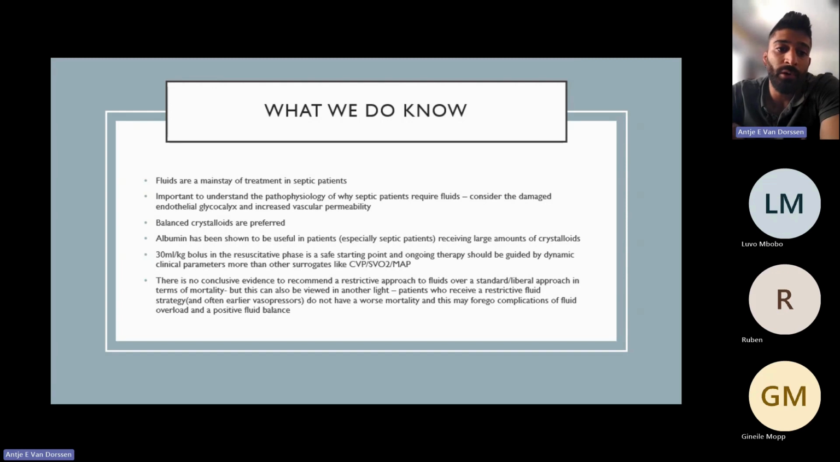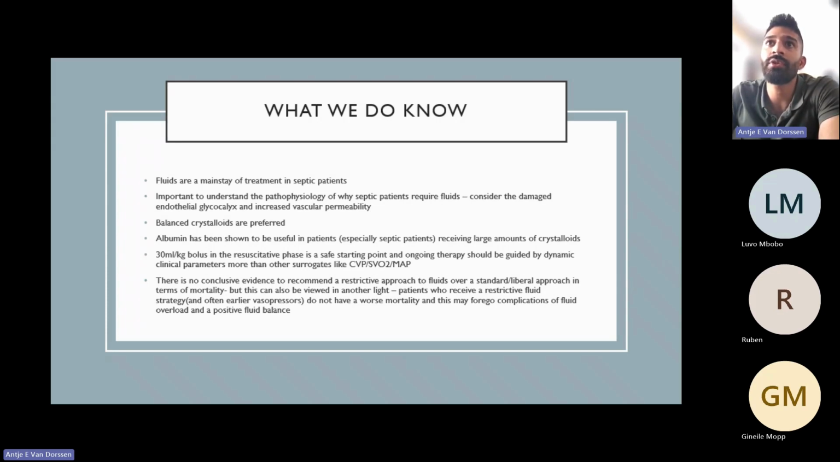A 30 ml per kilogram bolus in the resuscitative phase is a safe starting point. And ongoing therapy should actually be guided by dynamic clinical parameters more than other surrogates like the central venous pressure, venous O2 saturation, and the mean arterial pressure. There's no conclusive evidence to recommend a restrictive approach to fluids over a standard or liberal approach in terms of mortality. But you can also look at this in another light.